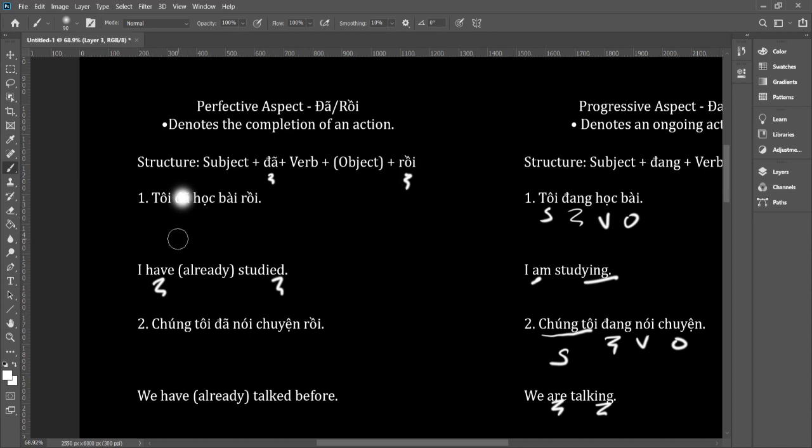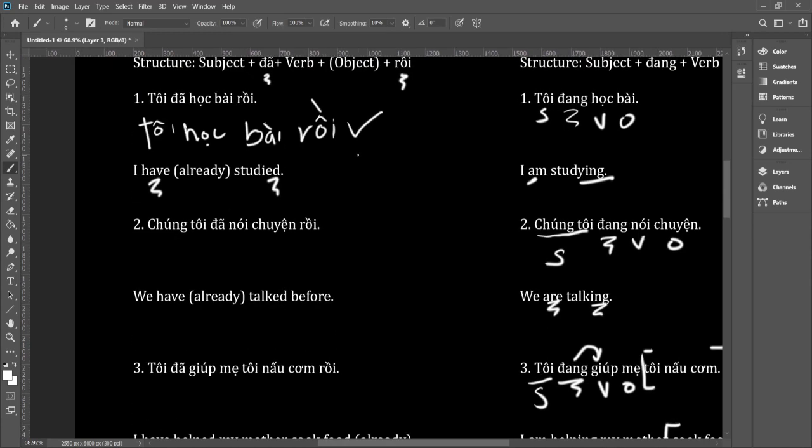So you could say tôi học bài rồi, and it'll still mean the same thing. When you include đã, it's slightly more formal, but you don't have to include đã. If you say tôi đã học bài, it'll just mean the same thing, although the structure isn't as common as someone saying tôi học bài rồi. So keep in mind that we can also say tôi học bài rồi, and that's still completely okay, and sometimes it's a little bit more natural to say that.